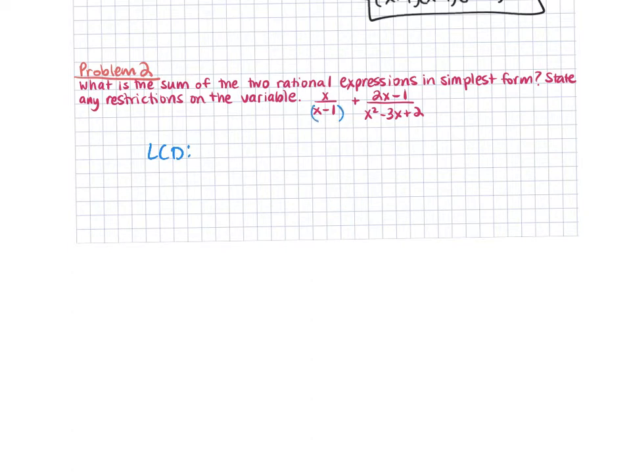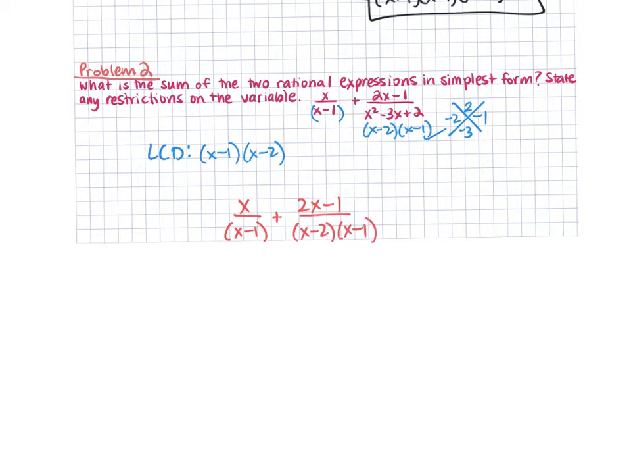This one's factored, so just x minus 1 is fine. This one, we need to find two numbers that multiply to 2 and add to -3. So -2 and -1. So this becomes x minus 2 and x minus 1. Since we already have an x minus 1 in the least common denominator, we just need to multiply by x minus 2. So that's our least common denominator, x minus 1 times x minus 2. So let's rewrite our problem. x over x minus 1 plus 2x minus 1 over, with its factored form, x minus 2 times x minus 1.